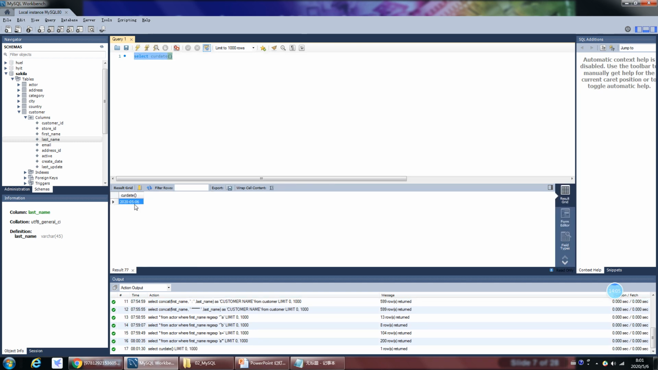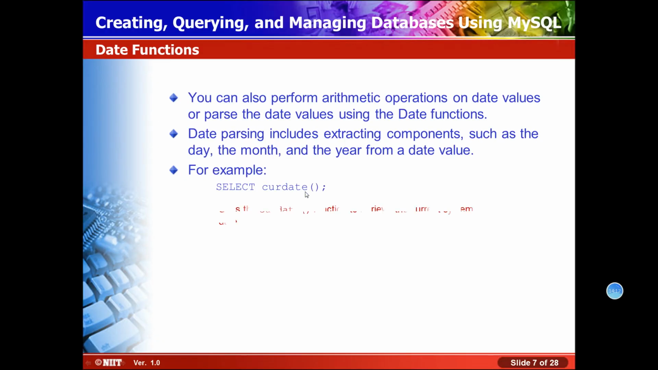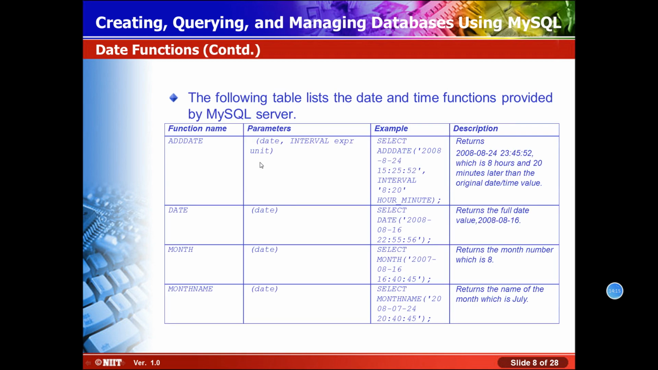So today's current date is 6th May 2020. Okay, so this is CURDATE. This is how you use this function, and there are many other date functions which you have to learn and remember. Okay, look at this ADDDATE. It will help you to add. Select ADDDATE, a time, comma, interval 8:20 hours minute.